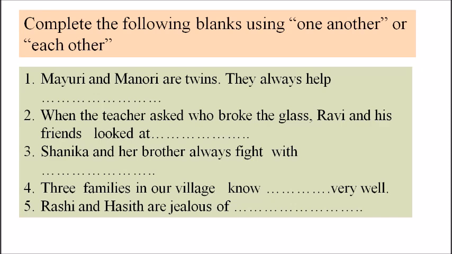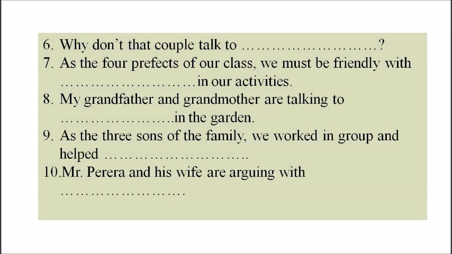Number 3. Shanika and her brother always fight with blank. Number 4. 3 families in our village know blank very well. Number 5. Rashi and Hasib are jealous of blank. Number 6. Why don't that couple talk to blank?